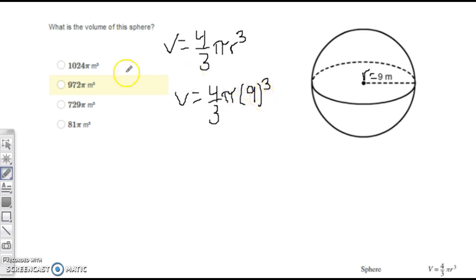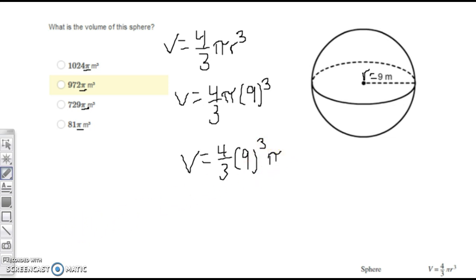And if I look at each of my answer choices, pi is in the answer. So I don't want to plug in 3.14. That's going to mess me up. I want to leave the pi symbol there, and I want to completely ignore it. And I want to type in everything else in my calculator. So I'm going to show you what that looks like. But for right now, I'm only going to type in 4/3 times 9 cubed in my calculator, and I'm just going to ignore that pi. I'm going to pretend like it's not even there.